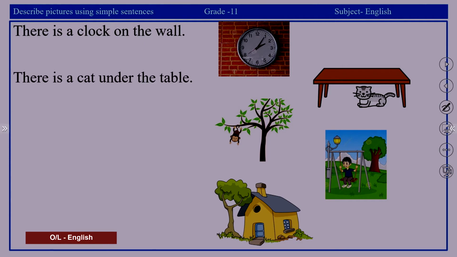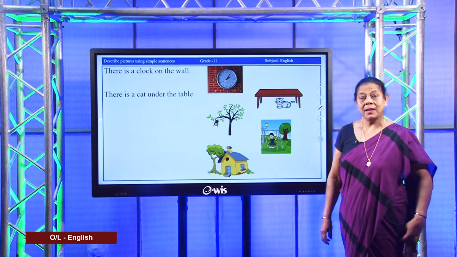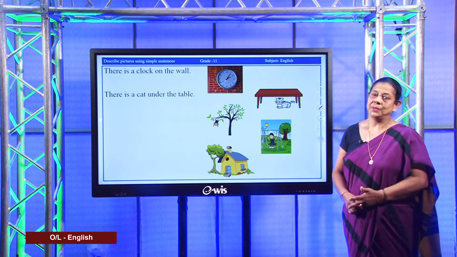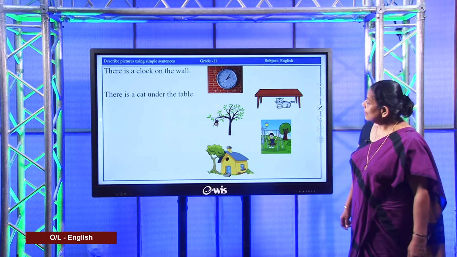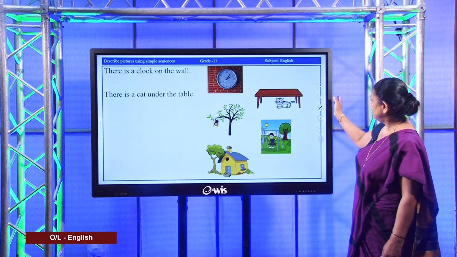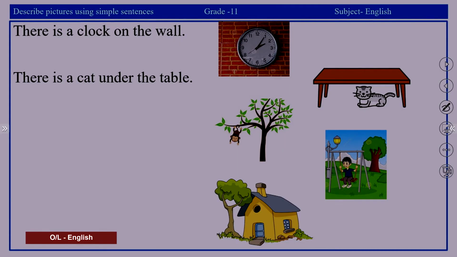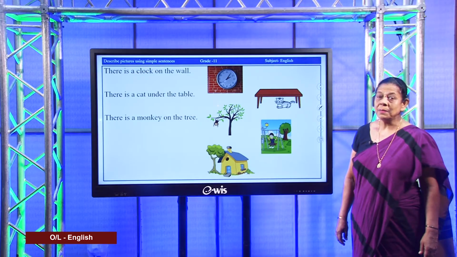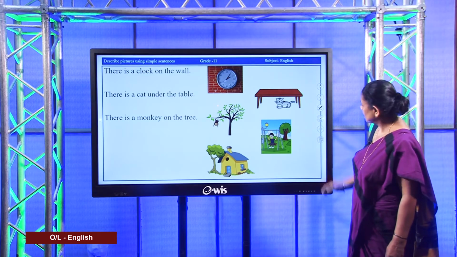Second one. You can see a cat under a table. So how do you write that? Using there is. There is a cat under the table. Third one. There is a monkey on the tree.